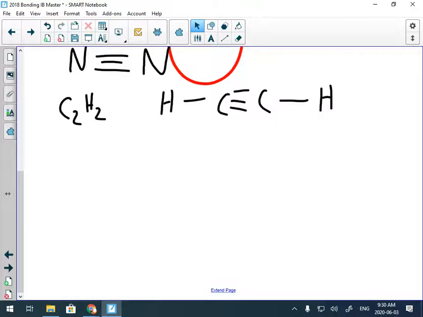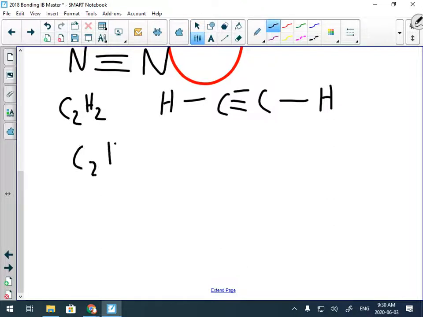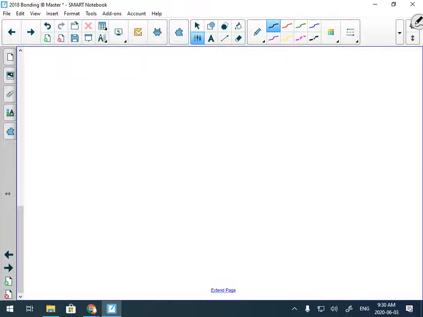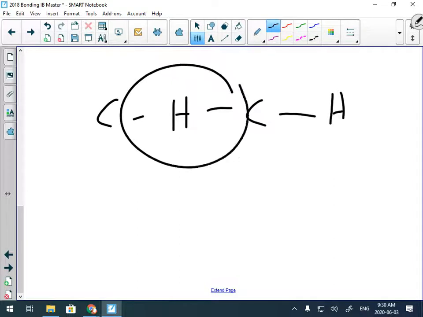Now, as you're building these, let's say like C2H2, if you're trying to build it a different way, like this, that's okay too. What's not okay is if you try to build it like this. Because guess what happens? As soon as you do that, this hydrogen has too many sticks. Hydrogens are always on the outside. They're not really bound to anything.